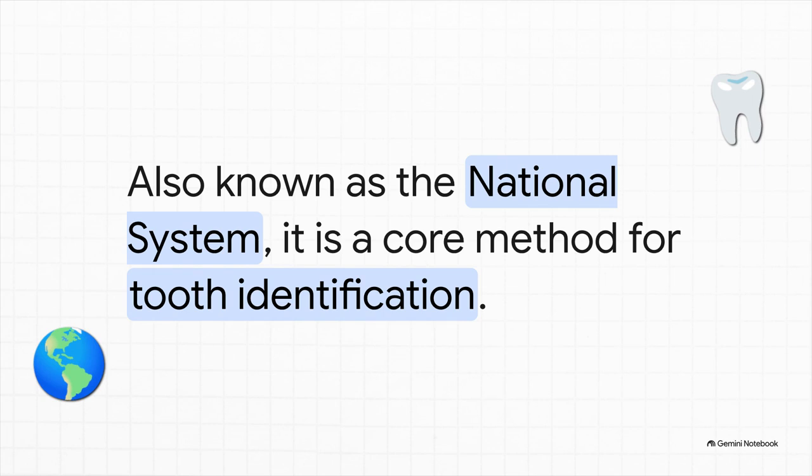It's super straightforward. It just numbers permanent teeth sequentially from 1 to 32, starting at the upper right third molar and wrapping around to end at the lower right third molar. For primary teeth, it uses the exact same sequence, but with letters A through T. You definitely need this in your foundational toolkit alongside Palmer.